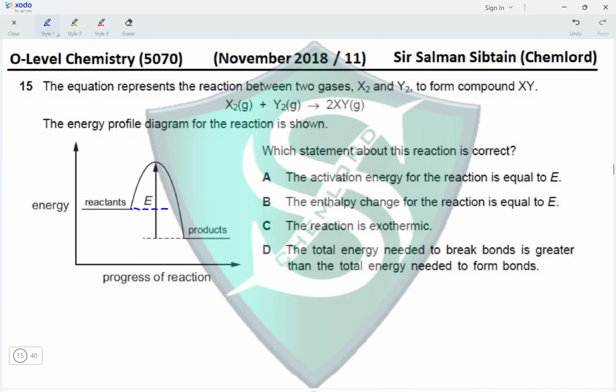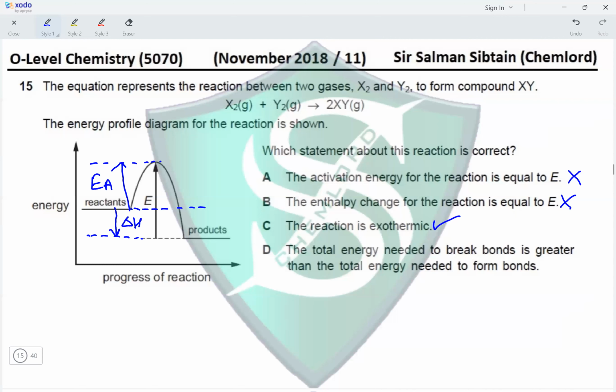The activation energy is the energy from the reactants till the point of maximum energy known as the transition state. This is what activation energy is, and the energy from the reactants to the products is the delta H or enthalpy change of reaction. Okay, the activation energy of the reaction is equal to E? No. The enthalpy change of reaction is equal to E? No. The reaction is exothermic. Yes.